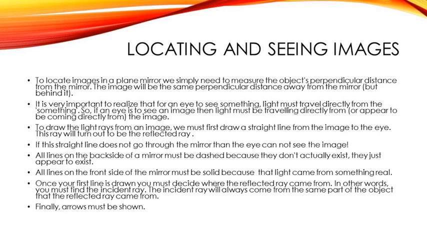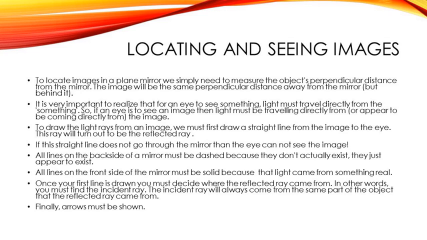Locating and seeing images. To locate images in a plane mirror, we simply need to measure the object's perpendicular distance from the mirror. The image will be the same perpendicular distance away from the mirror, but behind it. It is very important to realize that for an eye to see something, light must travel directly from the something. So if an eye is to see an image, then light must travel directly from, or appear to be coming directly from, the image.